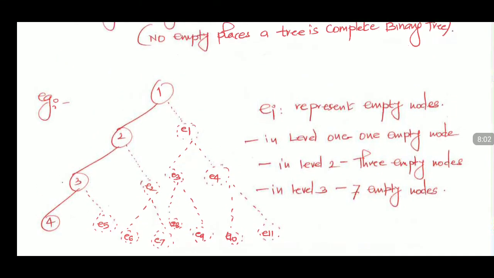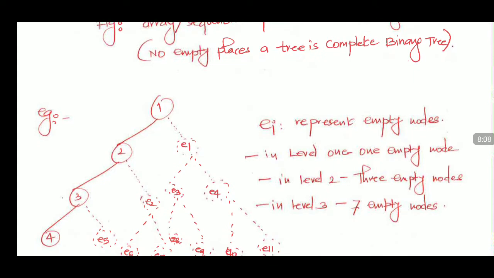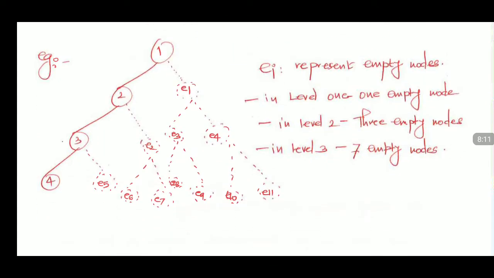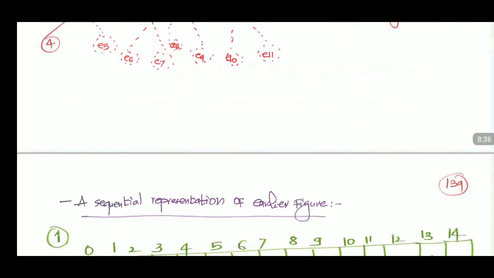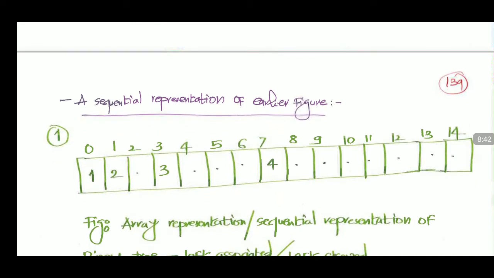Now, let us take another example where the tree is left associated, or a left skewed tree, as shown in this figure: 1, 2, 3, 4. It is a left associated, left skewed tree. Then there are many empty places, represented as empty nodes E1, E2, E3 up to E11, connected with dotted lines. Basically, they are not a part of this tree. Now, if you want its sequential representation, it looks like this.